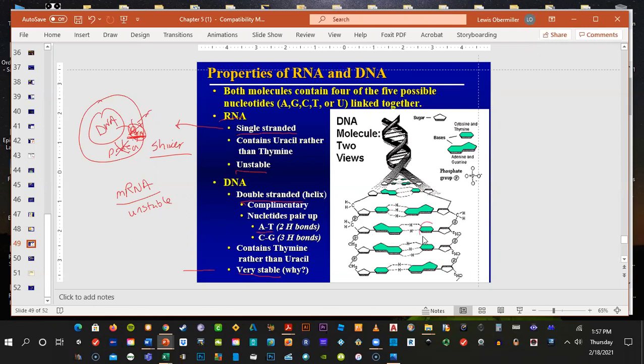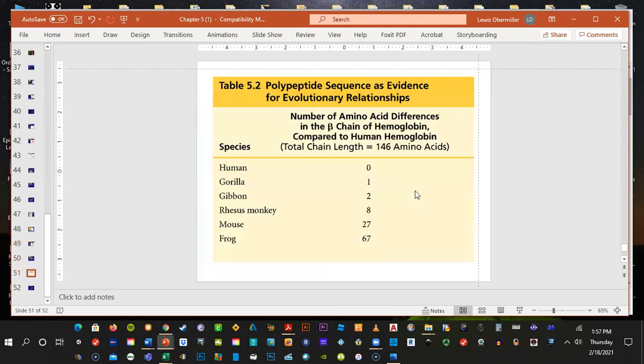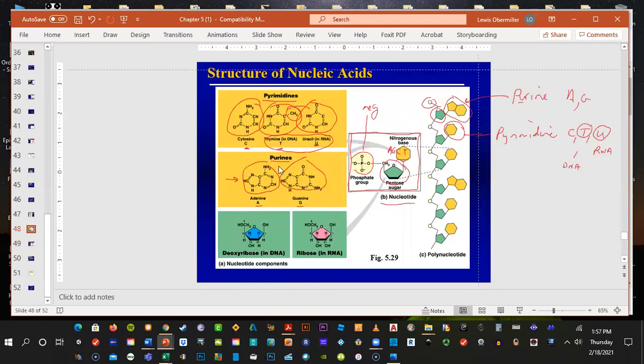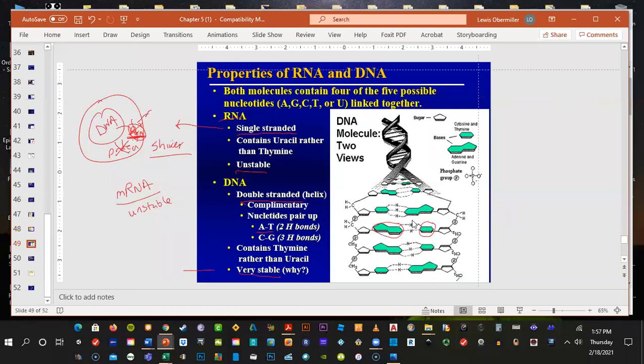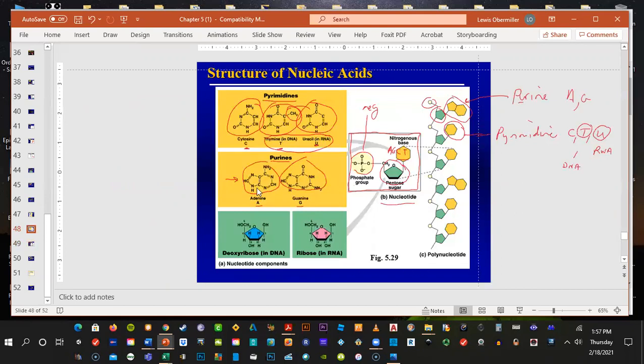So which one of these is A and which one of these is T? Let's go back and take a look. Would T have a single ring or two rings? Single. So then we can deduce that this has got to be an A and T because it has two hydrogen bonds. So this would have to be the T, and this would have to be what? The A, right? Because A's are double rings.